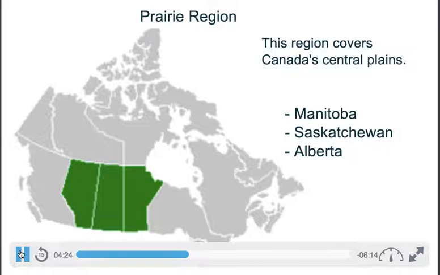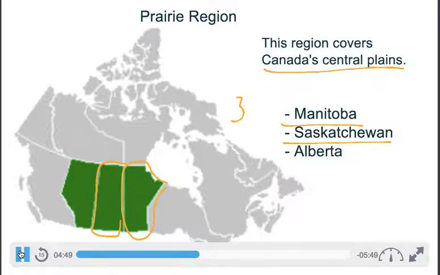Alright, next one. The next one is the Prairie region. This region covers Canada's Central Plains. So this is where a lot of good farmland is found within Canada. And this one only has 3 provinces. You have Manitoba, which is this one. You have Saskatchewan, which is the one in the middle. And if you remember me mentioning, this one sounds kind of like Sasquatch, so hopefully it'll be easier to remember. And then last but not least, you have Alberta, which kind of looks like Nevada. So these are the provinces that are found in the prairie region.